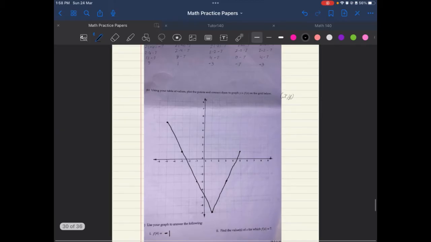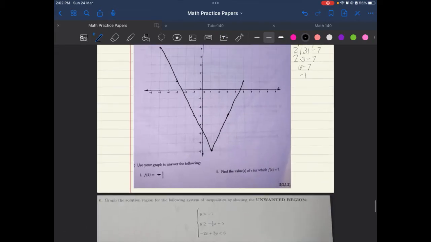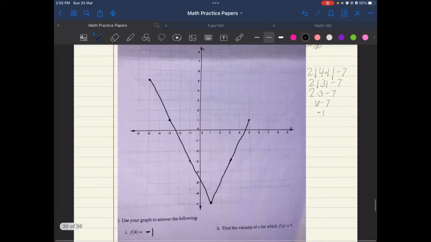And to check this, you could just substitute 4 for x into the equation. So that would be 2 absolute value of 4 minus 1, minus 7. 4 minus 1 is 3, so absolute value of 3 is just 3, so 2 times 3 minus 7 is 6 minus 7, which is just negative 1. So yeah. Okay, find the values of x for which f of x is equal to 7.